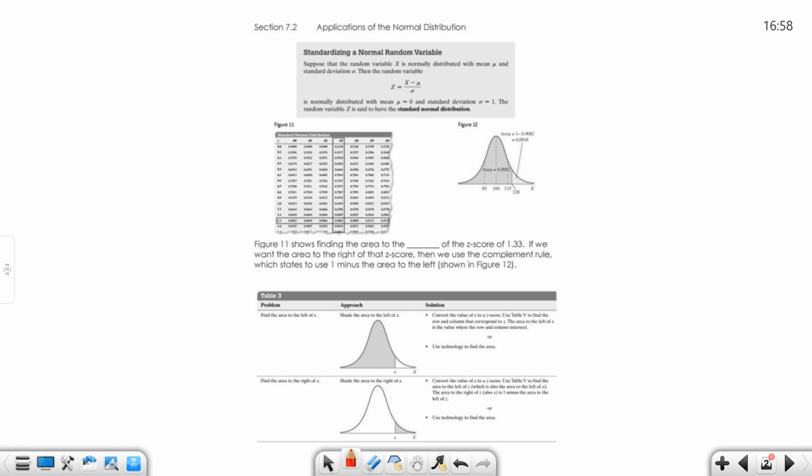Then the z-score, the standard score, z is equal to x minus mu over sigma. So it's whatever you're trying to normalize, the x value, minus the mean over the standard deviation. And that's going to give you how many standard deviations away from the mean you are.